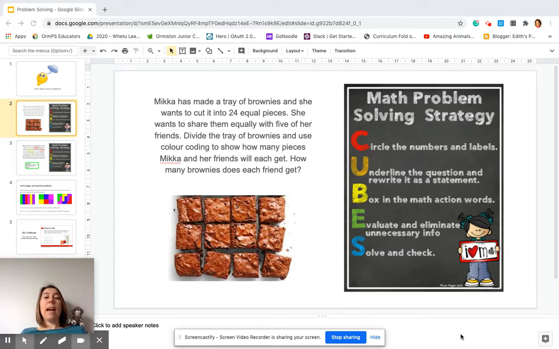CUBES is an acronym. The C stands for Circle the Numbers and Labels. The U stands for Underline the questions and rewrite it as a statement. The B stands for Box in the maths action words. The E stands for Evaluate and eliminate unnecessary information. And the S stands for Solve and check.